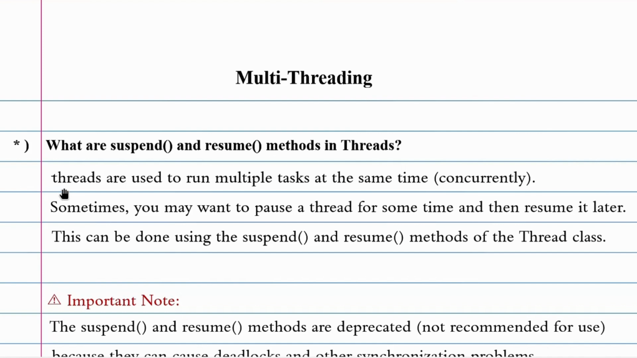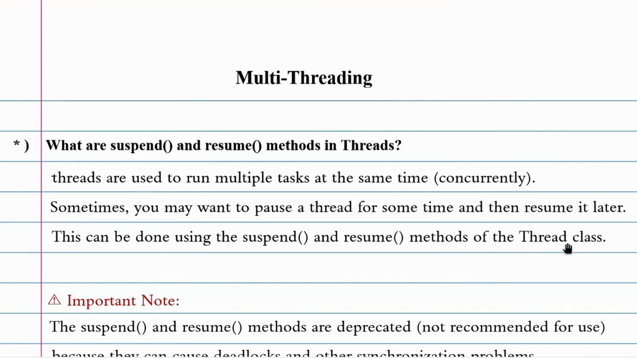So a thread is used to run multiple tasks simultaneously. It is used to perform multiple tasks at the same time. Sometimes you may want to pause a thread for some time and then resume it later. This can be done using the suspend method and the resume method of the thread class.